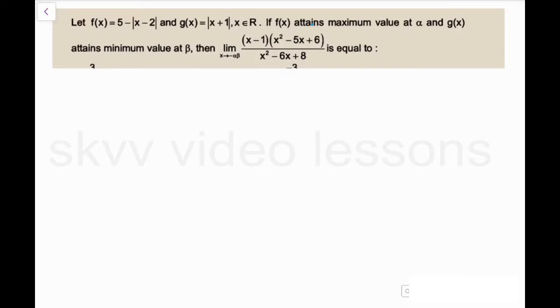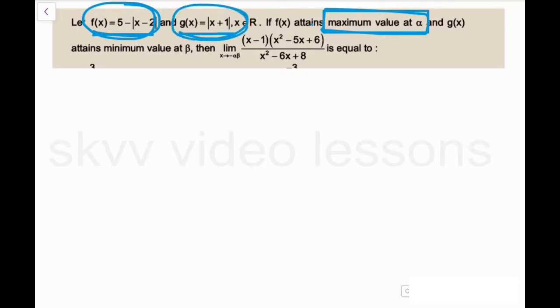Limit is very simple, but you should know graph knowledge, or the modulus function. So here the function is defined as f of x is equal to 5 minus modulus of x minus 2. And the second function given is g of x is equal to modulus of x plus 1. He said that f of x attains maximum value at alpha, and the second function g of x attains minimum value at beta.